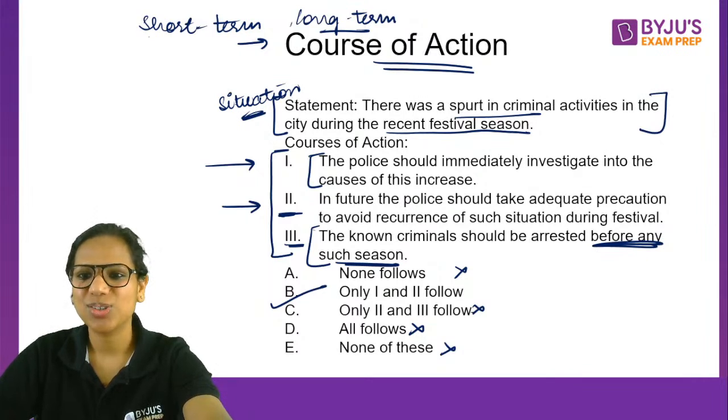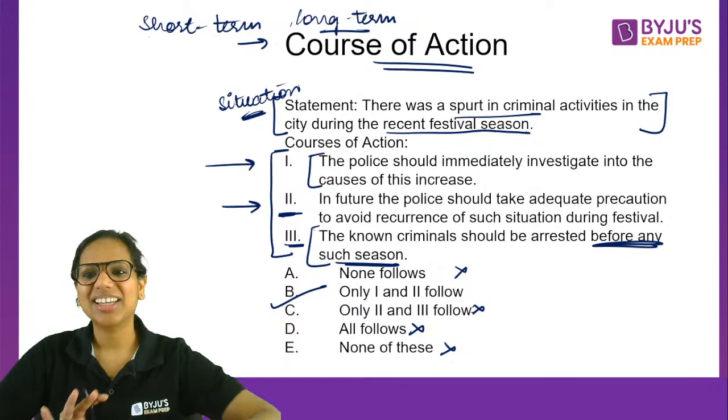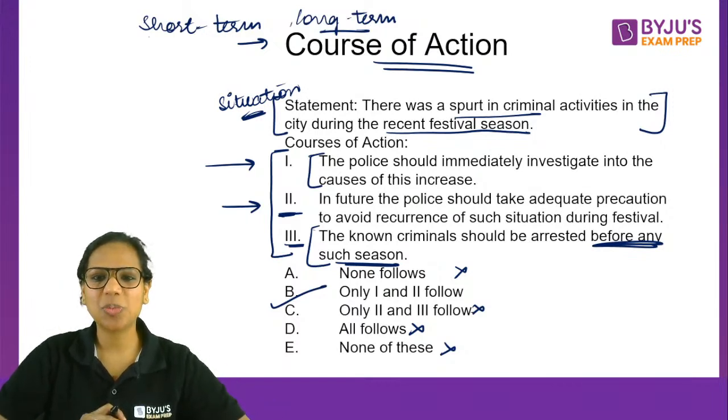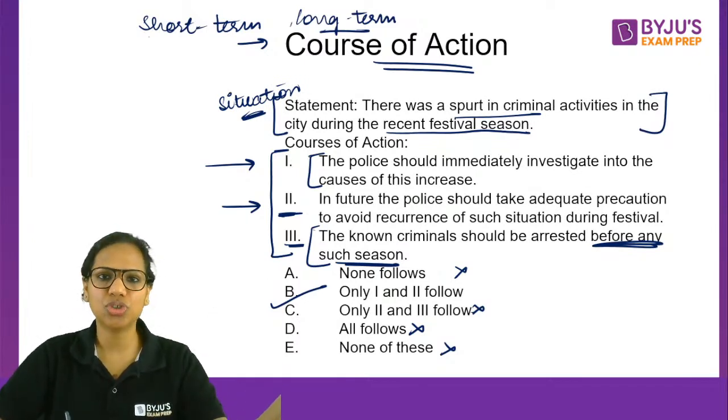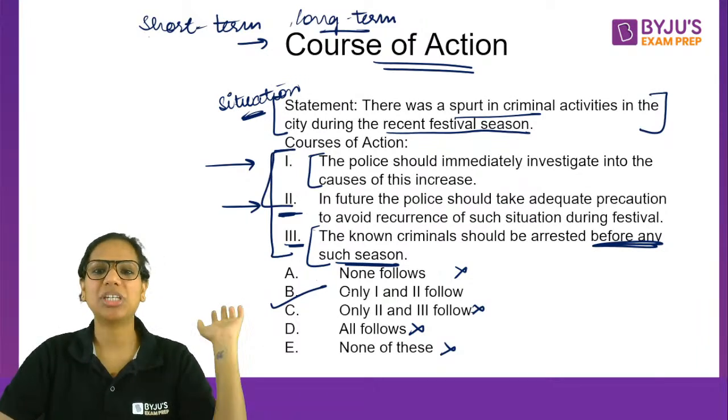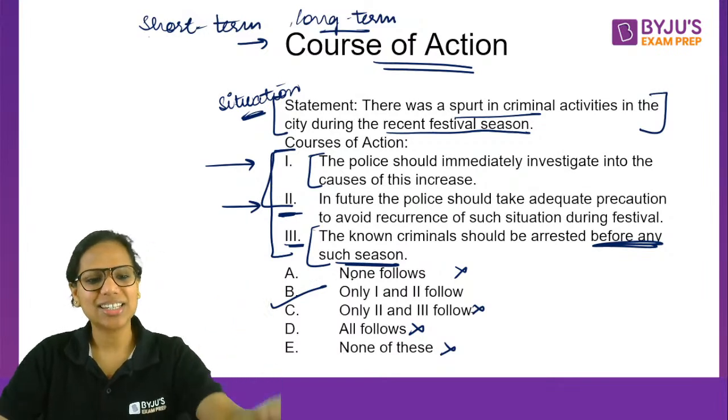Okay. So yes, Ladin. Basically, if there is an increase in criminal activities in the city during a particular festival season, then the police should first of all investigate why it is happening and should take measures to ensure that it doesn't happen in the future. Both of these make sense. That is why first and second follow. That's why B is our answer. Right?